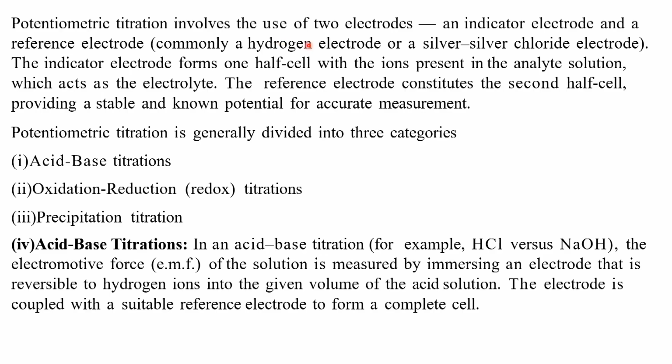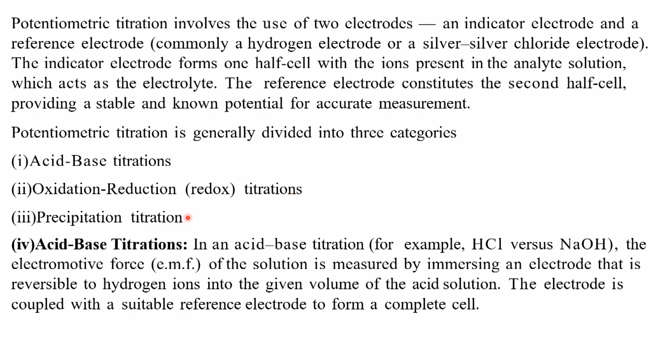Potentiometric titration involves the use of two electrodes, an indicator electrode and a reference electrode, commonly a hydrogen electrode or a silver chloride electrode. The indicator electrode forms one half cell with the ions present in the analyte solution, which acts as the electrolyte. The reference electrode constitutes the second half cell, providing a stable and known potential for accurate measurement. Potentiometric titration is generally divided into three categories: first, acid-base titrations; second, oxidation-reduction or redox titrations; and third, precipitation titrations.